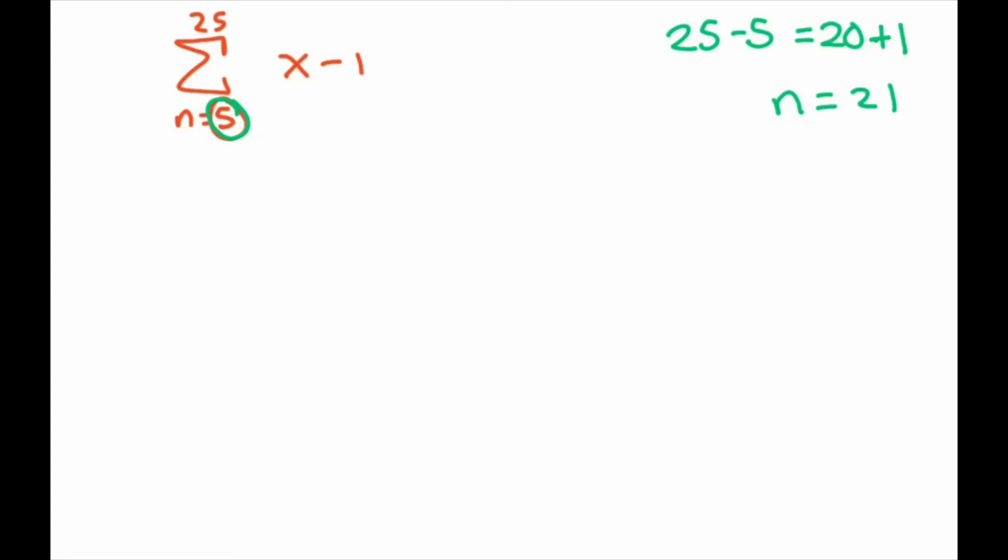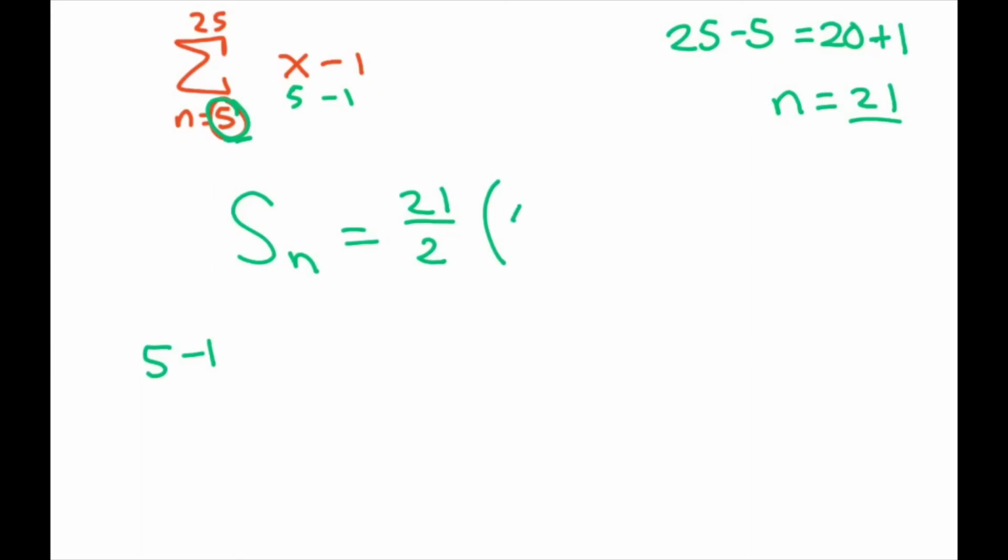All right? So we use the sum formula. The number of terms is 21. Divide it by 2. And then you plug in your 5. Your first term is 5 minus 1. You just plug in the 5 right here. 5 minus 1, and that's going to be 4. All right. And your last term is 25. So plug in 25 minus 1. And that's going to be 24.